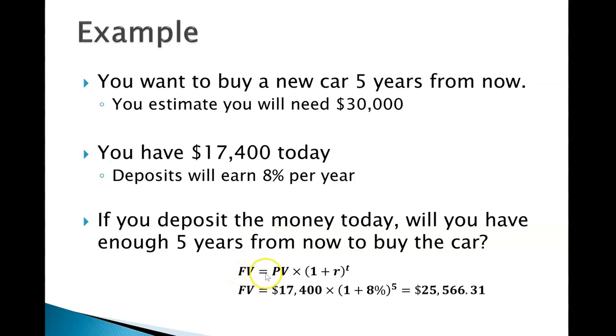Well, just plugging that into our formula. The present value is $17,400. The interest rate's 8%, and it's to the 5th power because we're going to leave it in there for 5 years. And that says if we deposit that much today, leave it in there for 5 years, we'll have $25,566.31 5 years from now. Okay, it's a very simple application there of the future value formula.